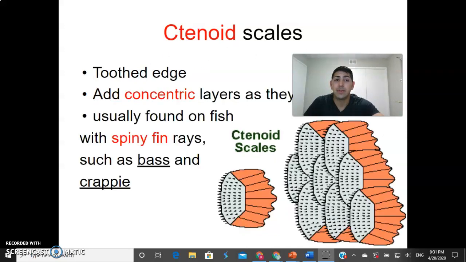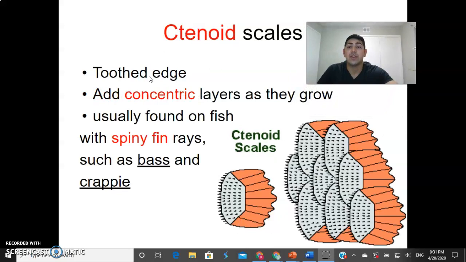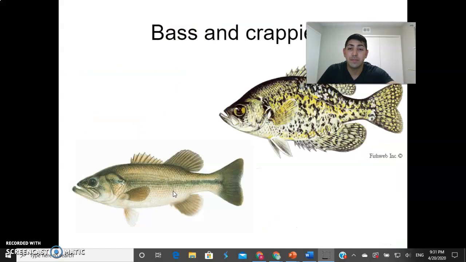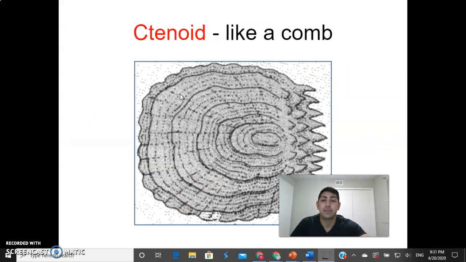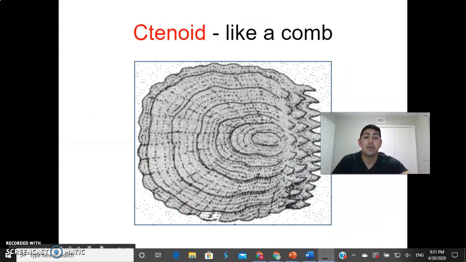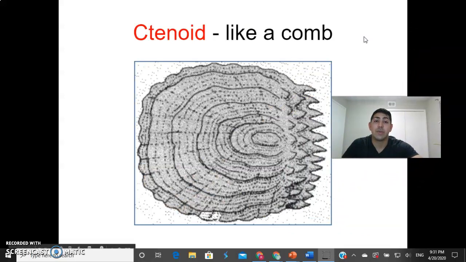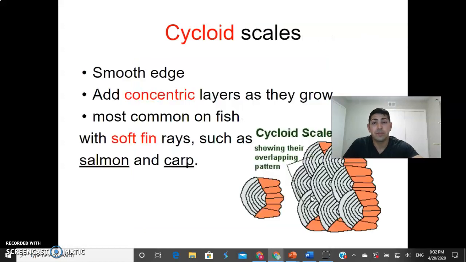Next one is tenoid scales. So tenoid scales are tooth-edged, and they add concentric layers as they grow. And they're usually found on fish with spiny fin rays such as bass or crappie. And you can see here you have a bass and a crappie right there. Next is the tenoid, which is like a comb because of these little spikes right here. It looks just like a comb.